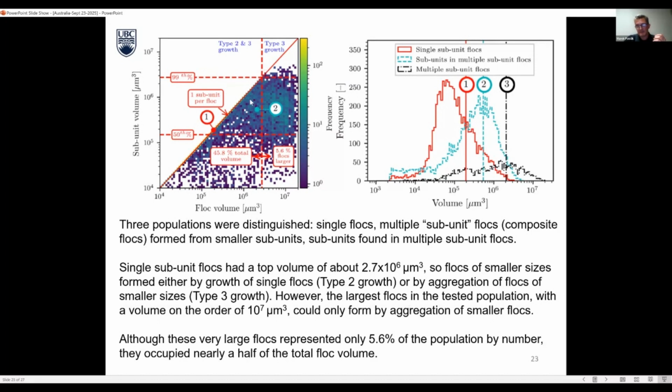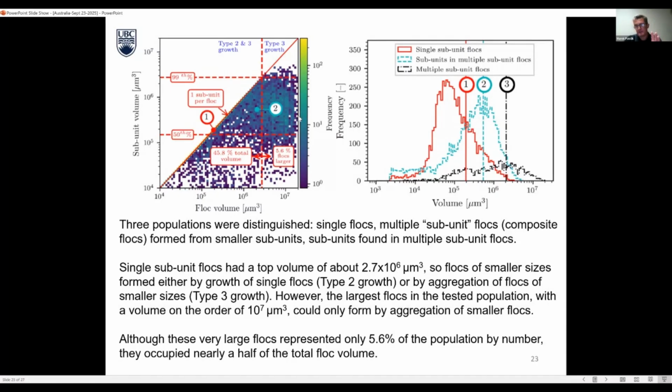And there is actually quite a significant population of flocs that are essentially single units. They vary in size, but every floc to the right of that line is essentially composed of subunits. Okay, and then you can have more, and this is considering the frequency scale here.